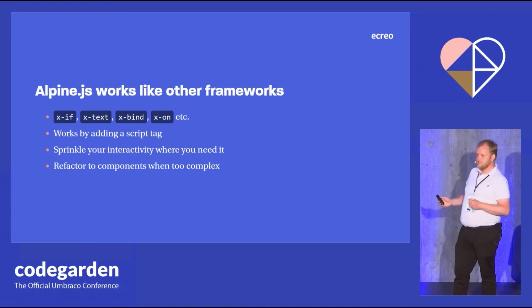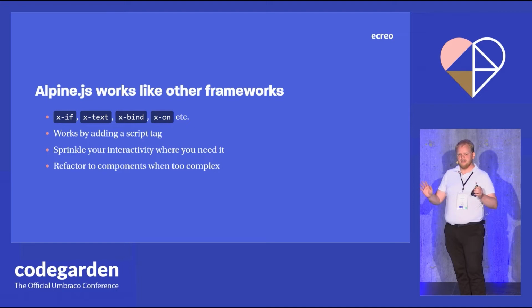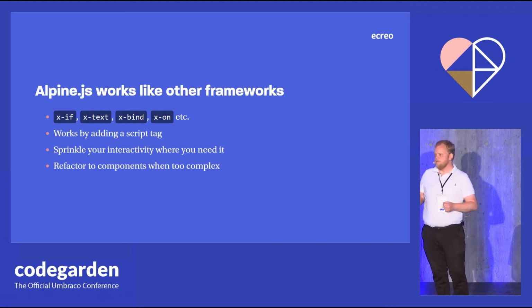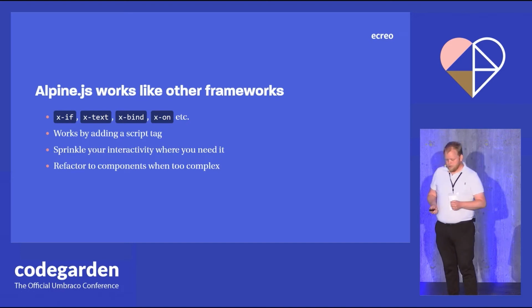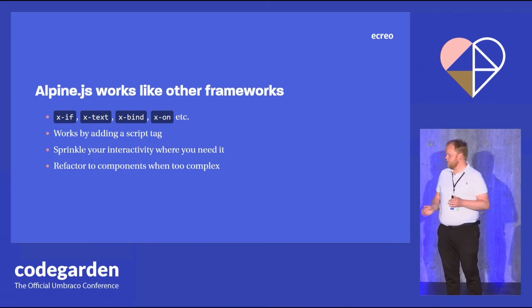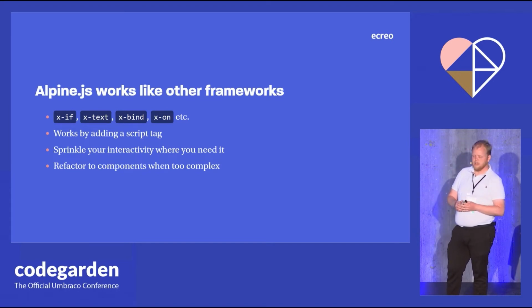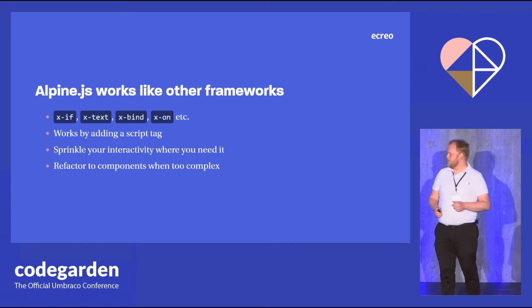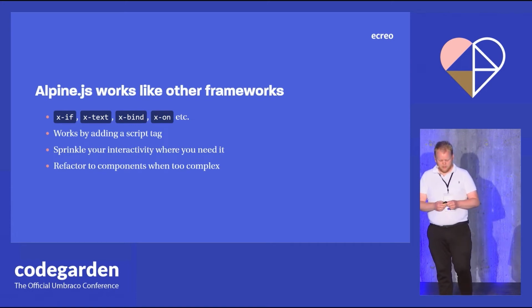So it's simple to install. We add a script tag containing the library itself, and then it just works. And we could also put it in our NPM bundle if we were using something like that. So we sprinkle in interactivity where we need it. If you have a markup parcel somewhere where you need something to happen when you click something, it's just a few directives in the markup, and then it just works. And every time it gets too complex to just put all your scripts inside of HTML attributes, you can refactor to components in your code instead.